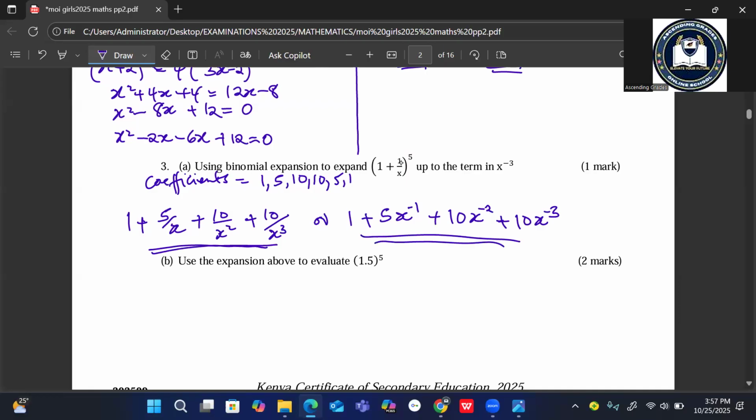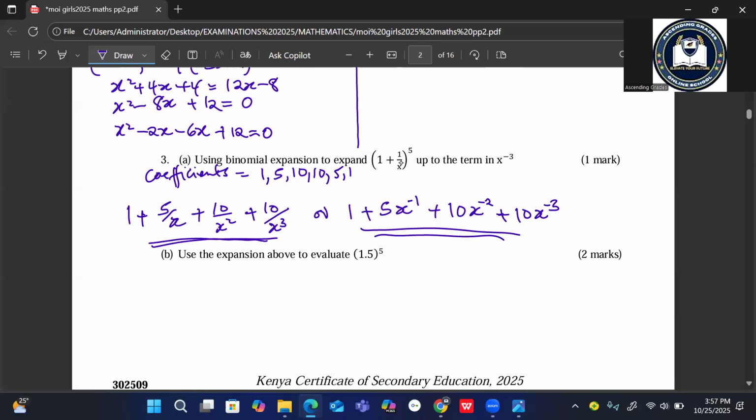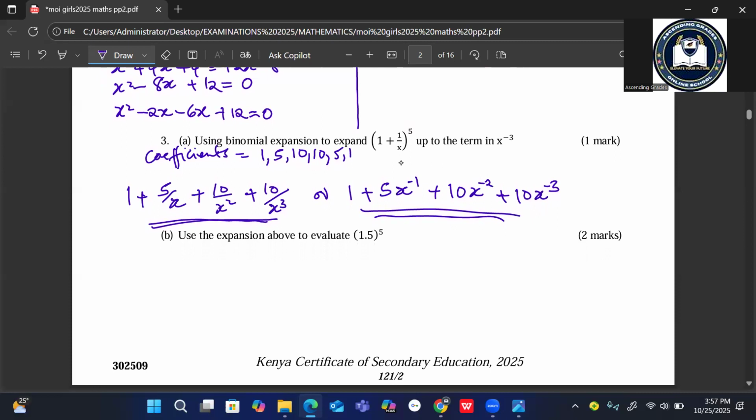It is the same thing. So you either give us this or that, which is the same thing. You get your 1 mark. Then use the expansion above to evaluate 1.5 to the power 5. So we first of all find the value of x.